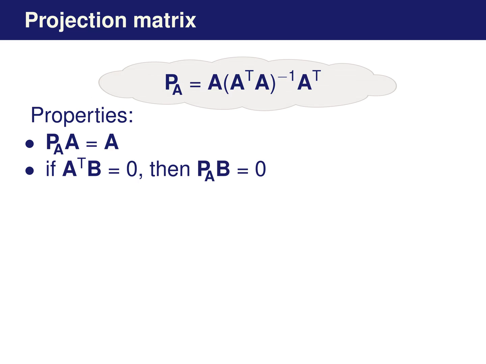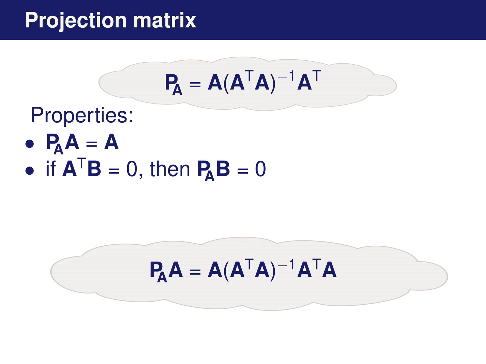We'll skip the derivation and just show that the matrix A, times A transpose A inverse, times A transpose, satisfies these requirements. To show that the first requirement holds, we apply the projection operator to A. The term A transpose A cancels with its inverse, and we are left with A. To show the second requirement, we apply the projection operator to B. Since A and B are orthogonal, A transpose times B equals 0. And we are left with 0.